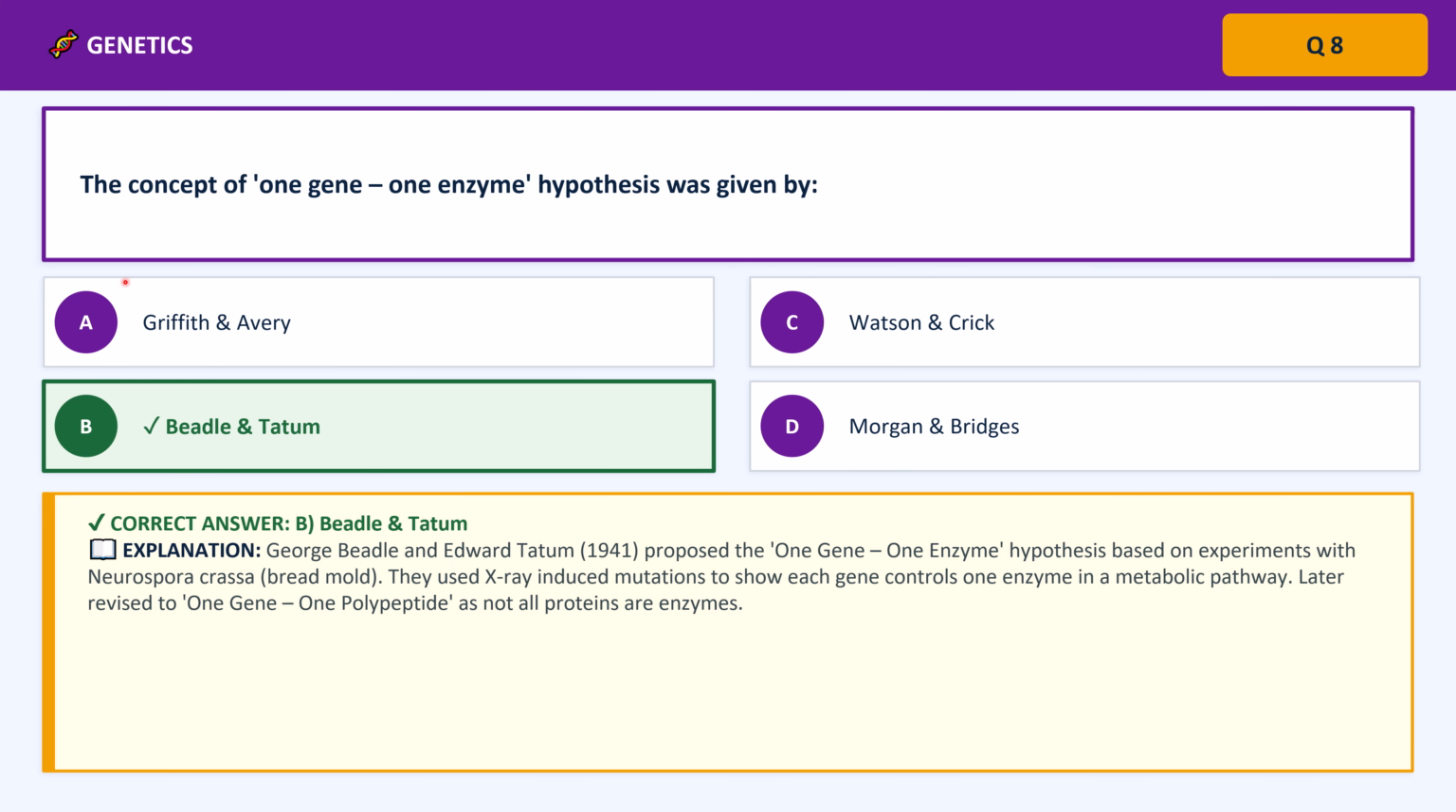Question 8. The concept of one gene, one enzyme hypothesis was given by, option B, Beadle and Tatum. Explanation: George Beadle and Edward Tatum in 1941 proposed the one gene, one enzyme hypothesis based on experiments on Neurospora crassa, bread mold. They used X-ray induced mutation to show each gene controls one enzyme in a metabolic pathway, later revised to one gene, one polypeptide, as not all proteins are enzymes.